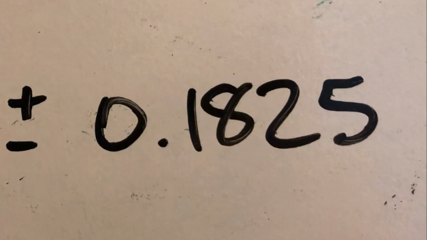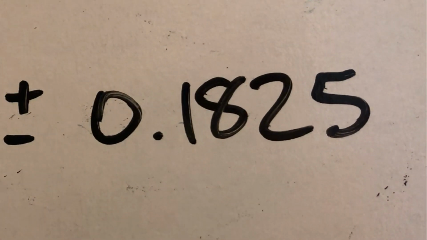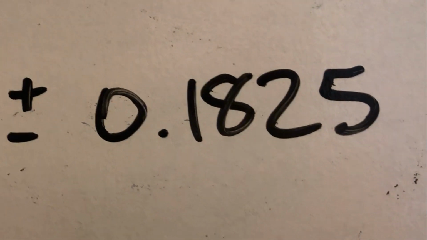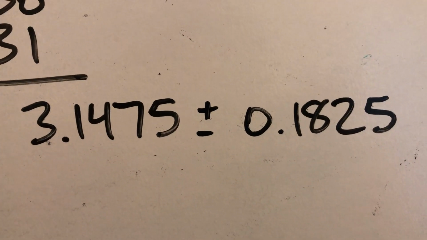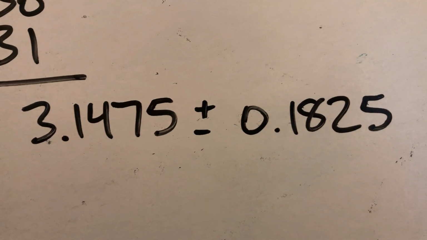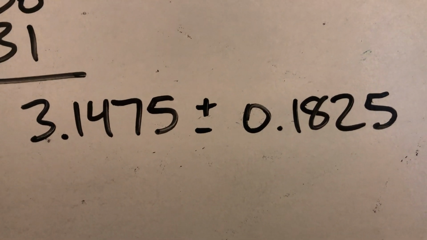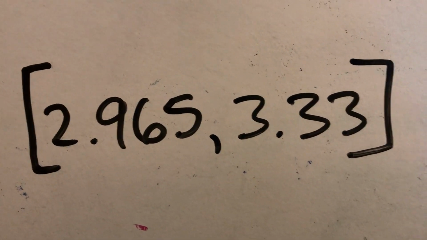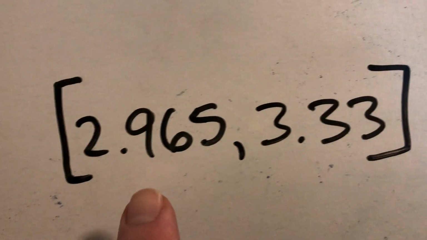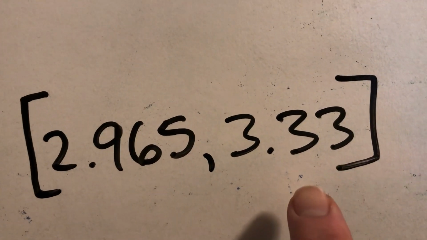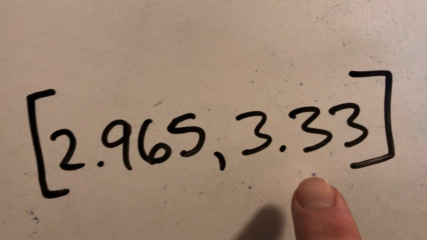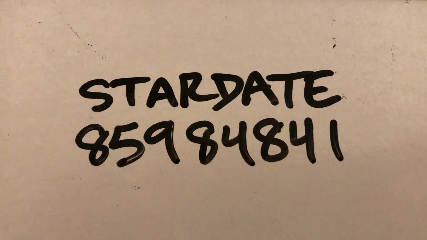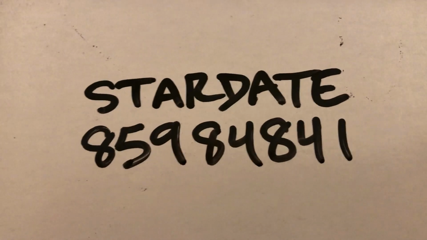And that'll give you the 0.1825 margin of error. So 3.1475 plus or minus 0.1825 would give us a range of 2.965 to 3.33. So the very end of November 3rd to the first few hours of November 4th. That stardate could be anywhere within that range.